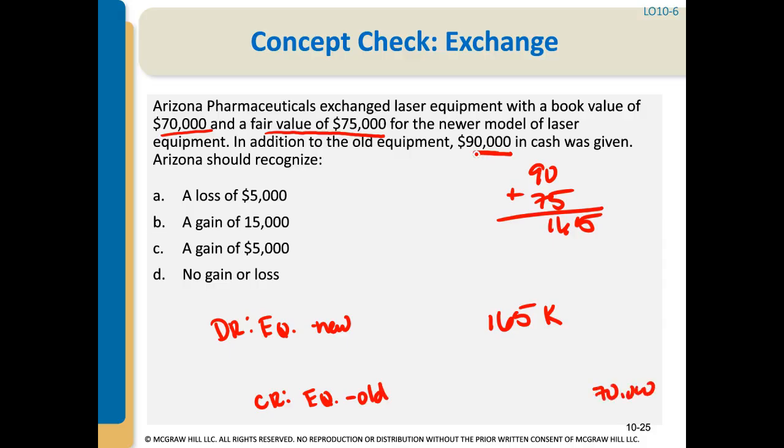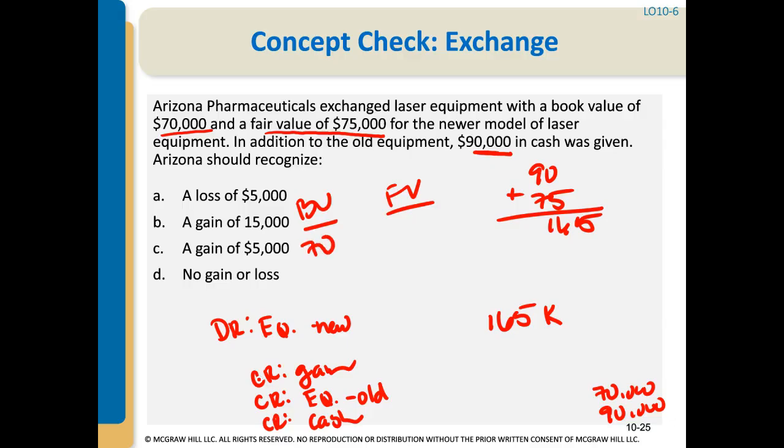Step three is record any cash that was paid or given. So we also paid cash, right, of $90,000. And then we're going to have to record a gain or loss, which in this situation is a gain, between the book value and the fair value of the asset given up. Well, the book value of the asset given up is $70,000, and the fair value of the asset given up is $75,000. So that means we have a gain of $5,000. So here we go. We're going to record a gain of $5,000, and the answer is C.